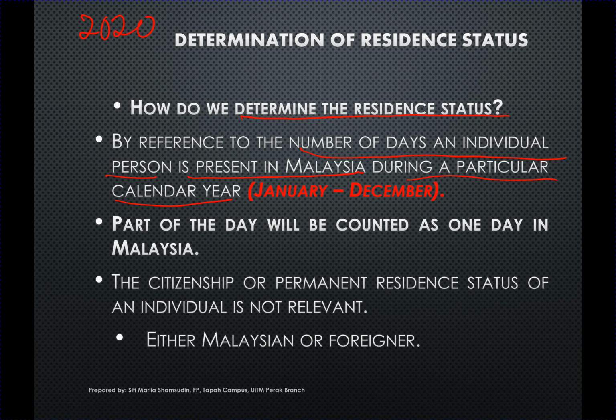Maksudnya, we are going to look at year 2020. Year 2020 is going to start from 1 January hingga 31st December. Jadi, kita akan tengok during this period. Okay, kalau awak tengah determine untuk year 2020, jadi kisah dia kata by looking at the number of days. Maksudnya, dia ni memang pakai kaedah kuantitatif. Quantitative is something that can be counted.